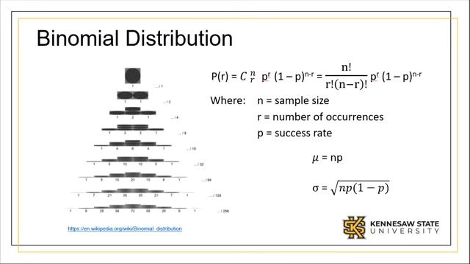The mean is just the product of the sample size and the success rate. Standard deviation is the square root of the product of the sample size, success rate, and failure rate given by 1 minus p. The binomial distribution requires situations with only two outcomes. The number of trials is finite and independent. There is a constant success rate.